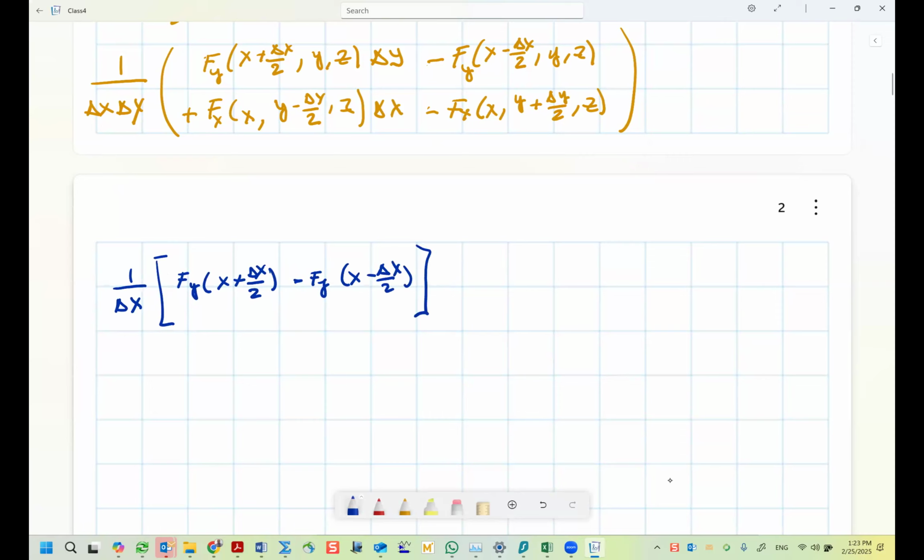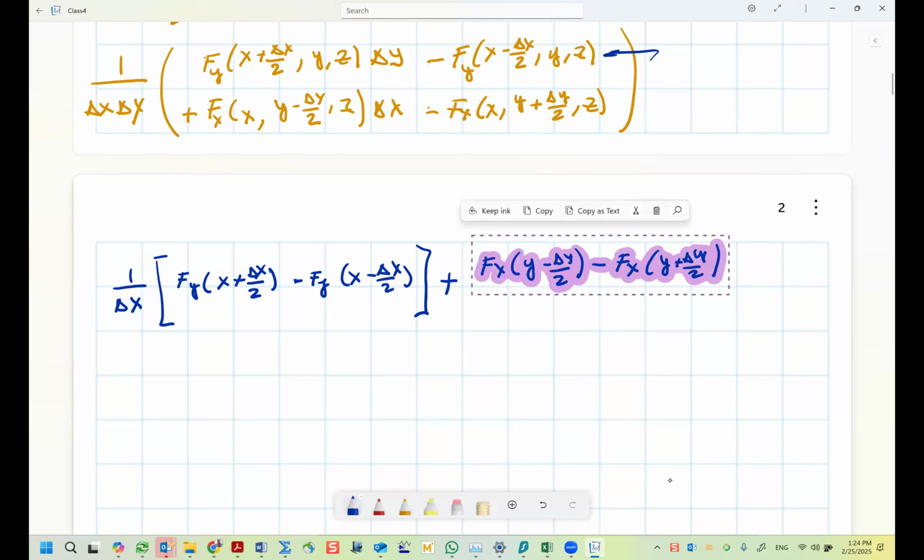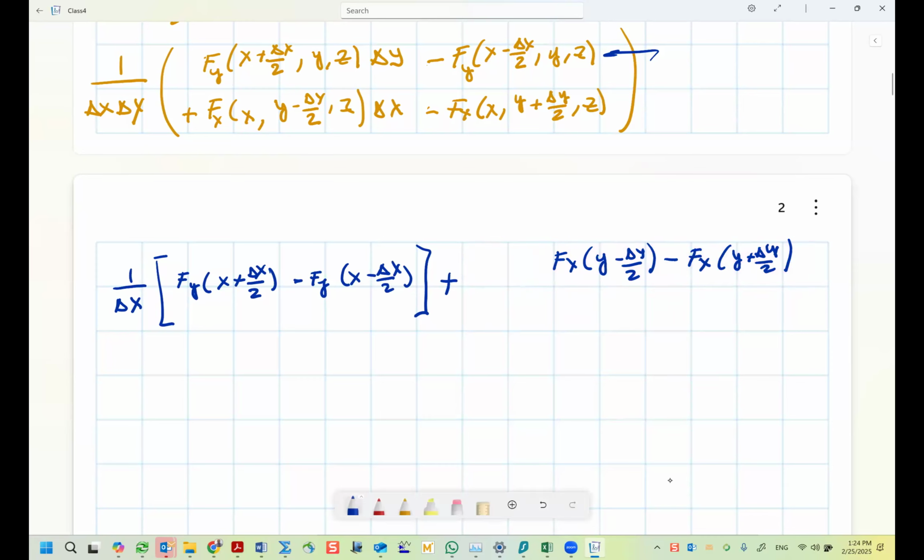All right. This one gives me the first term. So I am working with the first line. And then plus, now I work with the second line, fx. I don't put the other sign, just put the ones that change. It's going to be fx at y minus delta y by 2 minus fx at y plus delta y by 2. And I'm going to move it right. And I'm going to divide this by delta y.